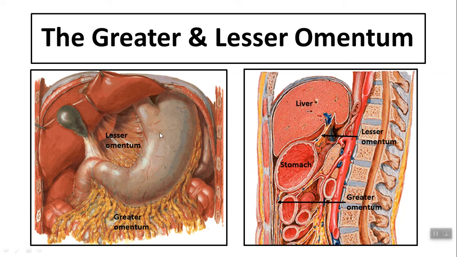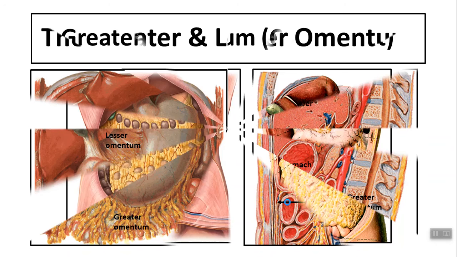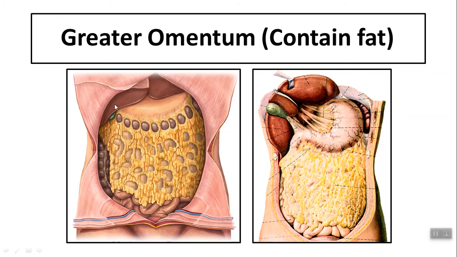Lesser omentum is connecting in between the stomach and the liver. Here we can see this is the lesser omentum suspending the stomach, lesser curvature, and attaching it to the fissure for ligamentum venosum and porta hepatis, while the greater omentum descends down from the greater curvature of the stomach and folds upward to be attached to the transverse mesocolon. We can appreciate from this picture that the greater omentum contains a certain amount of fat.